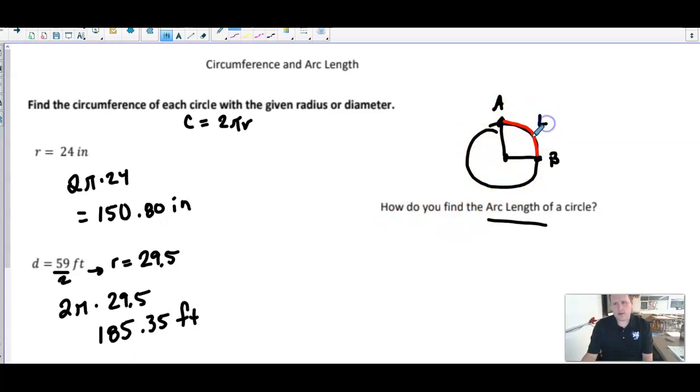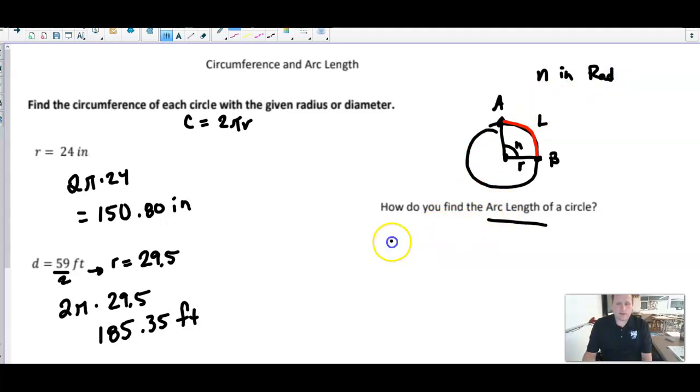We're going to use L for arc length. There are a couple things we need to know. We need to know the radius, of course. And the other thing we need to know is this angle. We're going to call this n. That angle needs to be in radians, so it's got to be in radians for us.